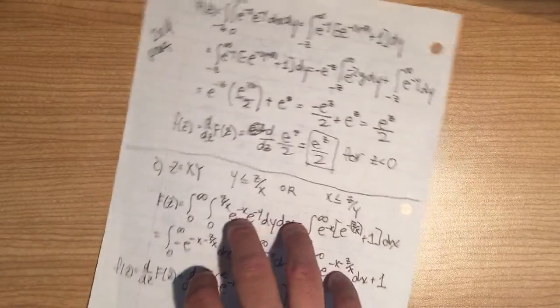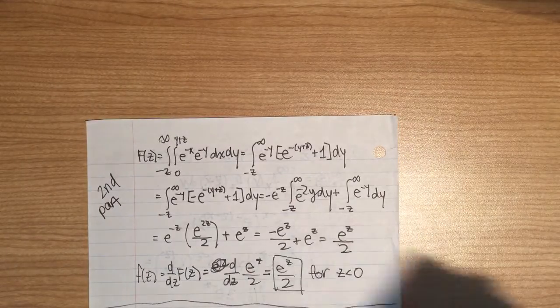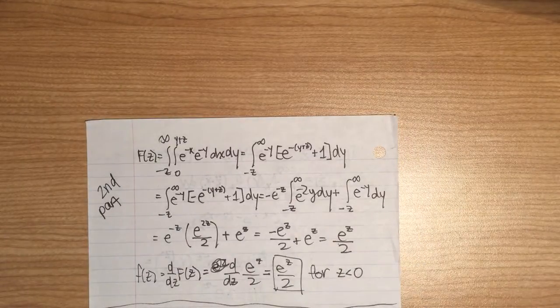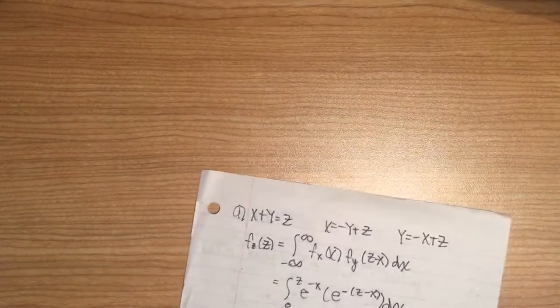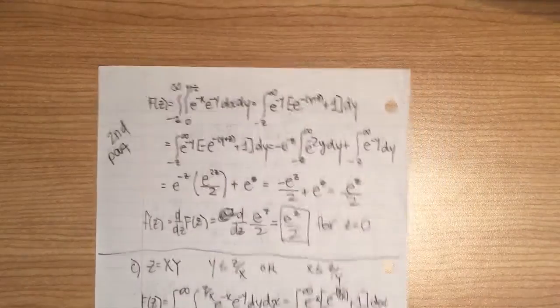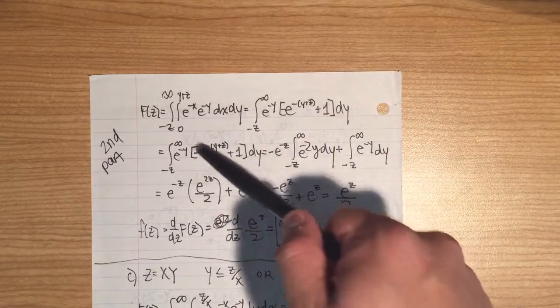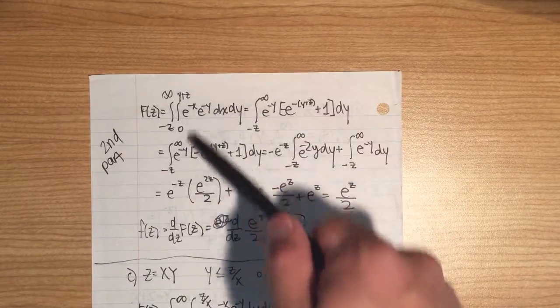And so this is the second part right here. Same thing, you do the integral, but the bounds are different this time, because in the first part, you can see it's from 0 to infinity. But here, in the second part, it's from negative z to infinity. Same thing for the inner bounds of dx, the inner bounds of dx from 0 to y plus z.